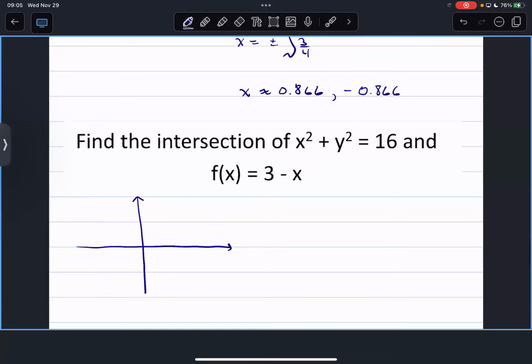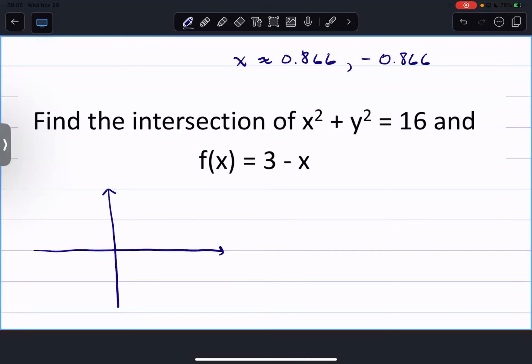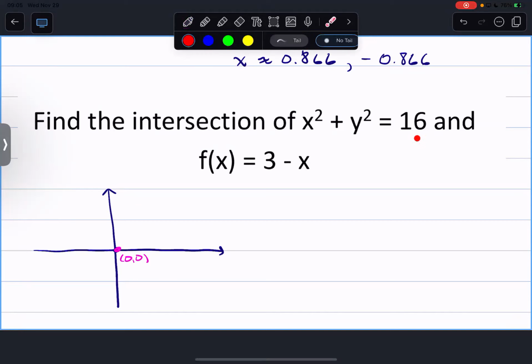So then my center must be 0, 0. My radius has to be the square root of 16. So then I have r equal to 4. So then if I make 1, 2, 3, 4.